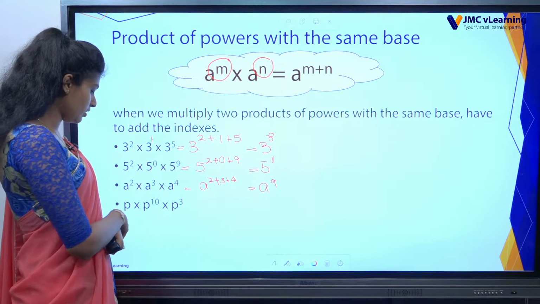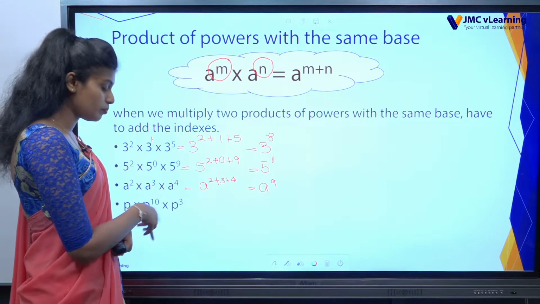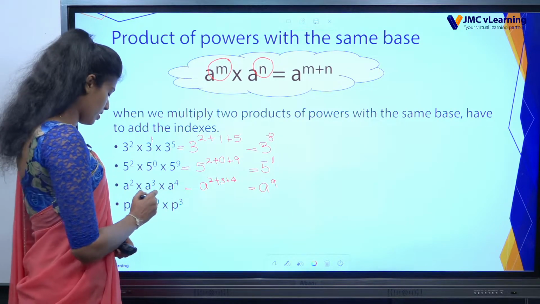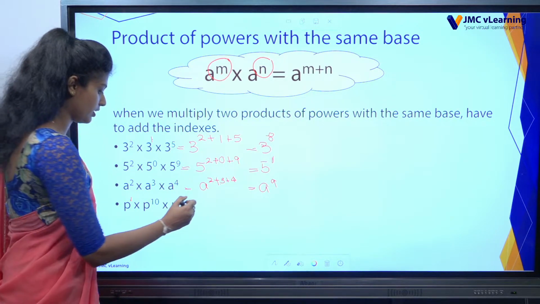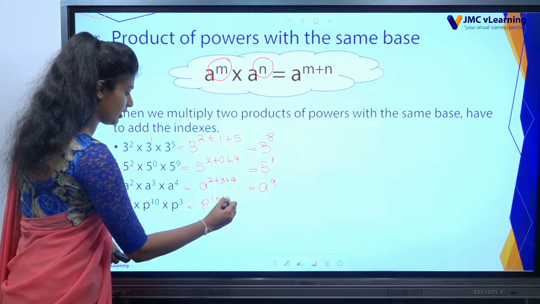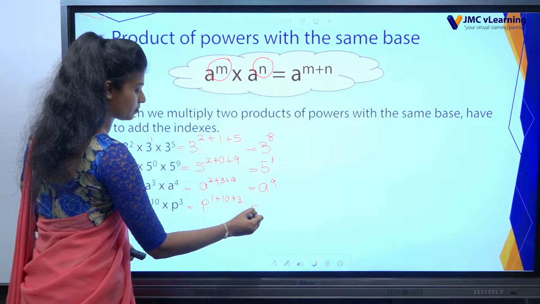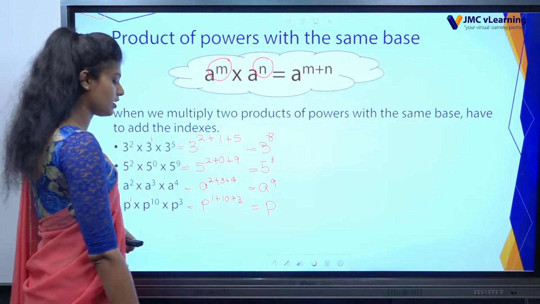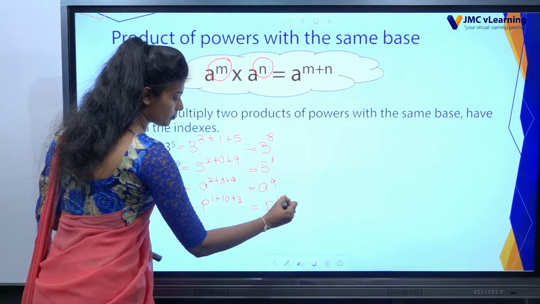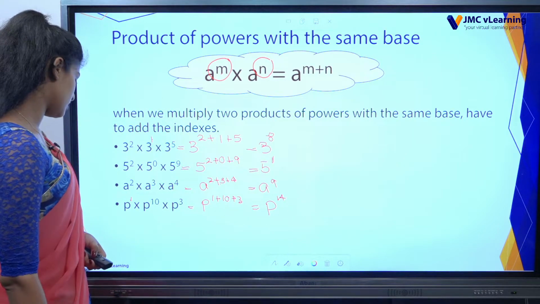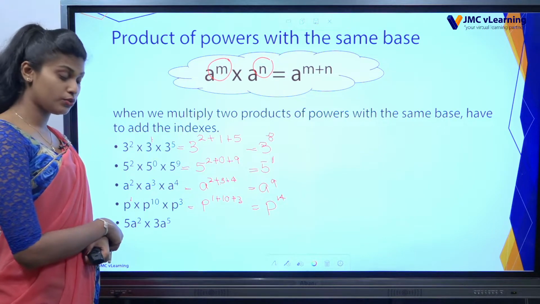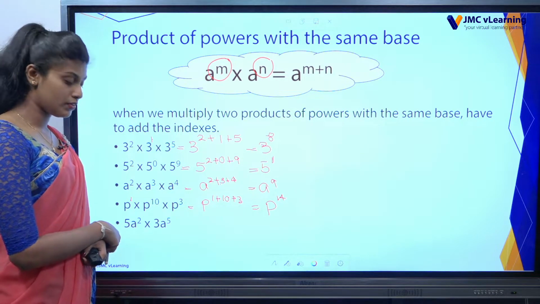Then here p to the power 10 and p to the power 3, you have to multiply. Here p, what is the index? 1. Then let's add for p: 1 add 10 add 3. Then what is the answer? 1 add 10, 11, 11 add 3, 14. This is the answer. Then 5a to the power 2, 3a to the power 5.